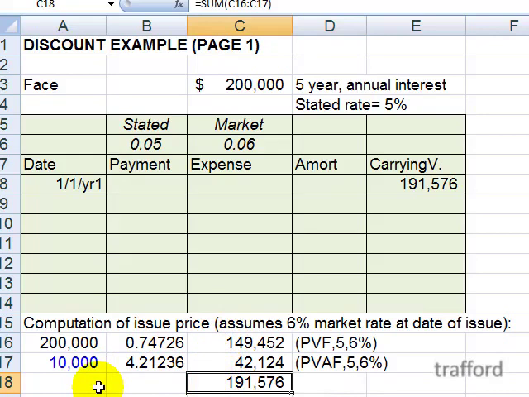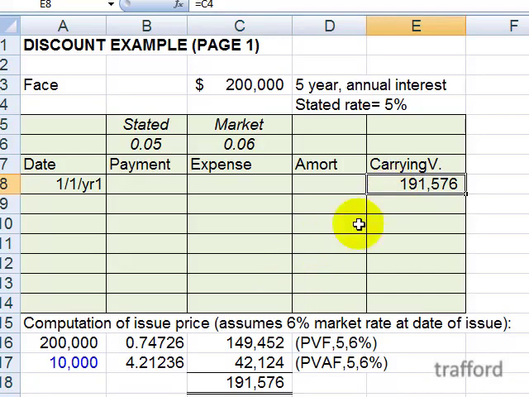Here's our factor. Do the math, add up both components of the cash flows of this bond, and we get a number similar to what we would have expected, something less than 200,000, 191,576. This is the amount that bond would sell for. The issue price of the bond is also the initial carrying value of the bond. It's what we're going to carry that bond on our books at.